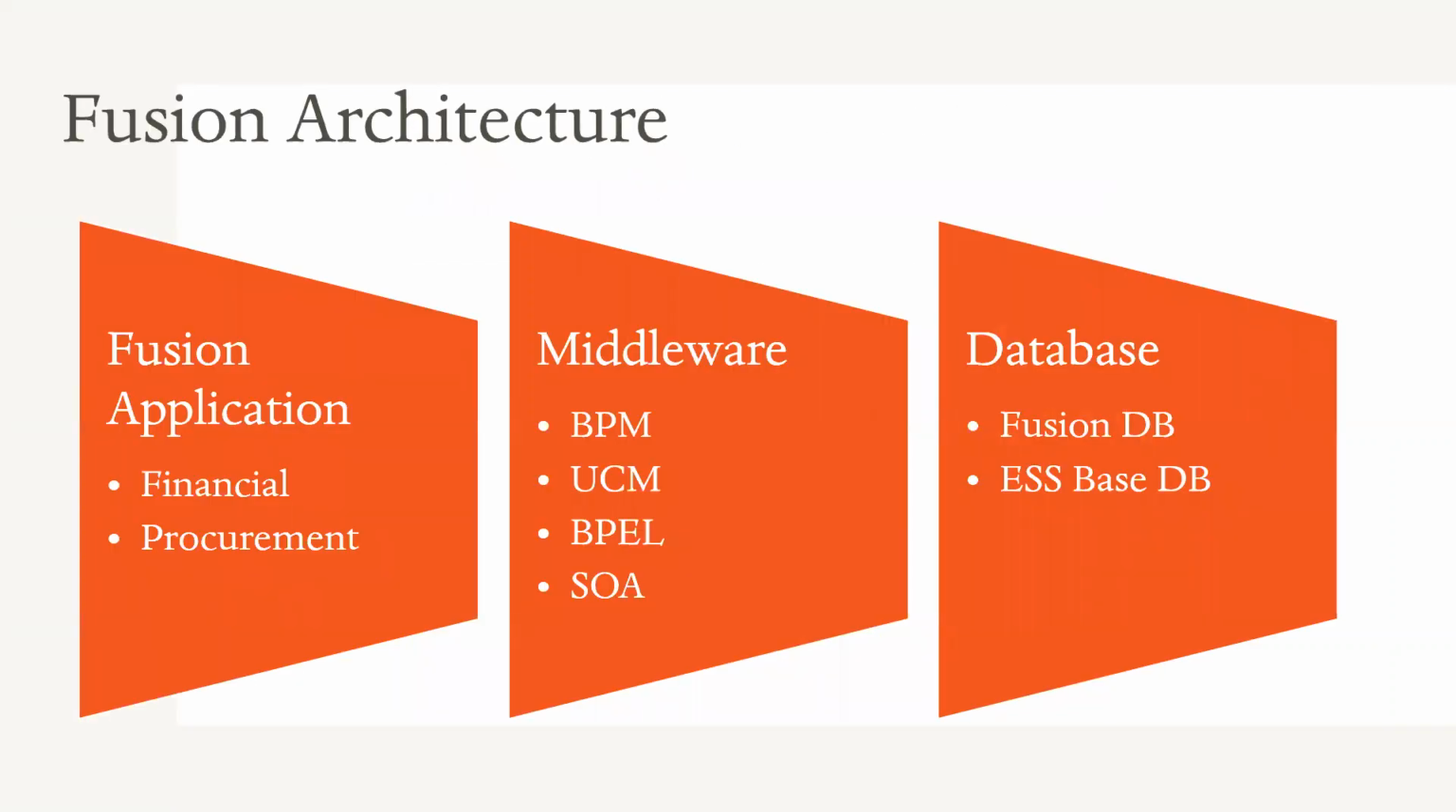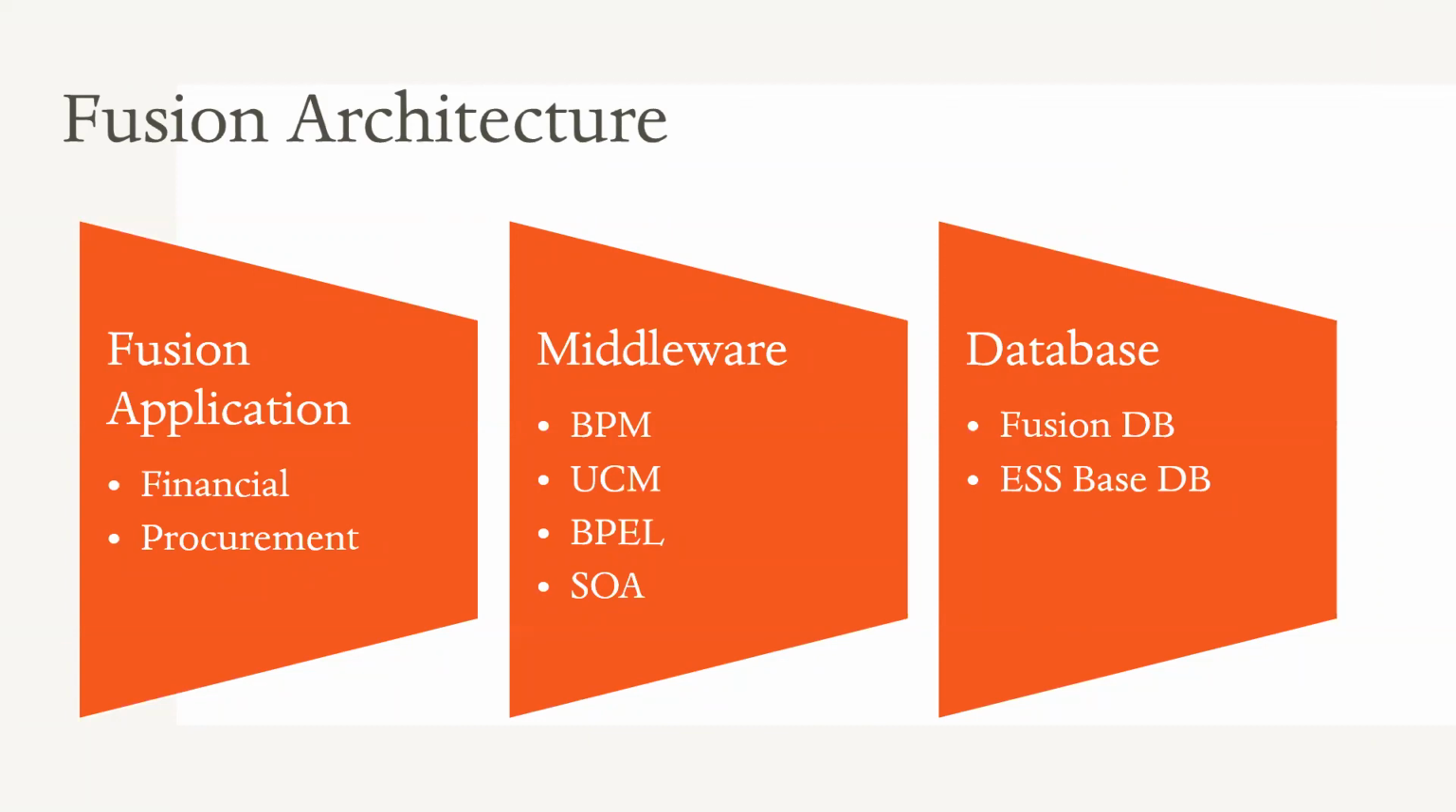Okay. So how has the Fusion architecture been built, and what is new for us to explore in Fusion? Basically, here we have the Fusion application, then we have the middleware, and then we have the database. The Fusion application is our financials, procurement, supply chain, project accounting, and project costing. So this we call the application.